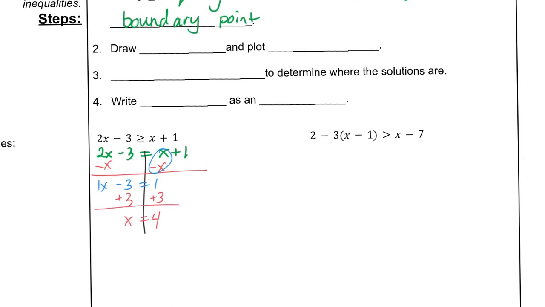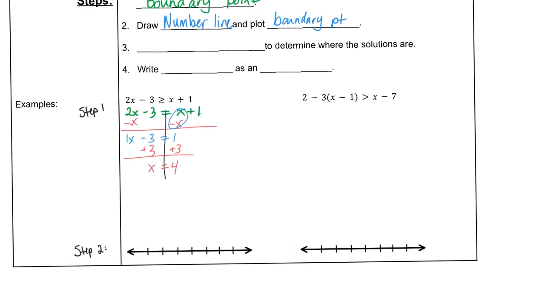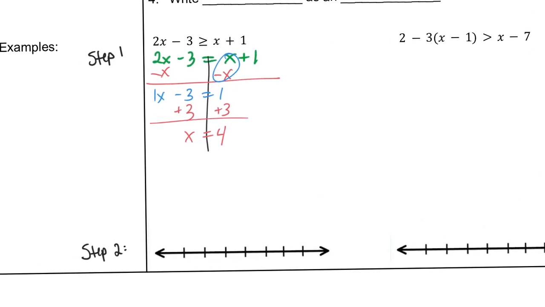The next step is to draw a number line and plot the boundary point. I'm abbreviating point there. So the number line is drawn for me. Let's take a quick moment and list the steps on the side here. So this is step 1. We go down here for step 2. We're going down to the number line. So I'm going down to the bottom number line here, and I'm going to plot the boundary point.